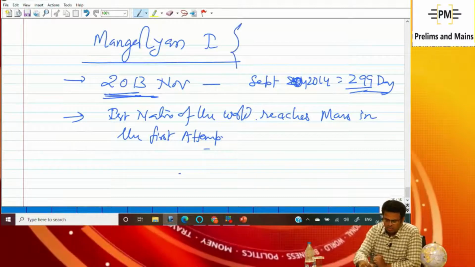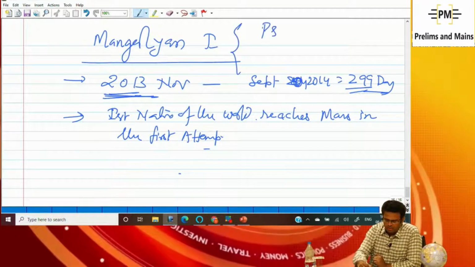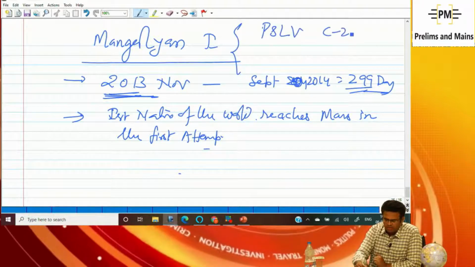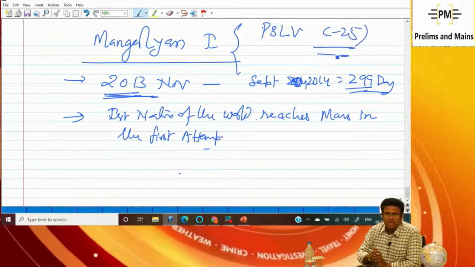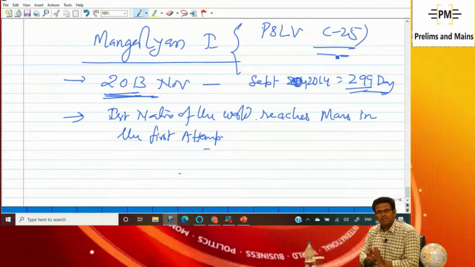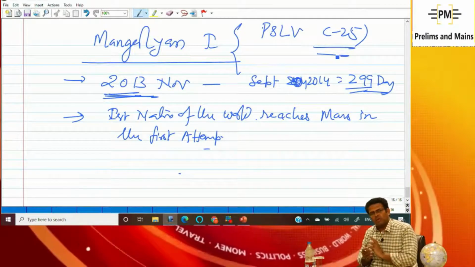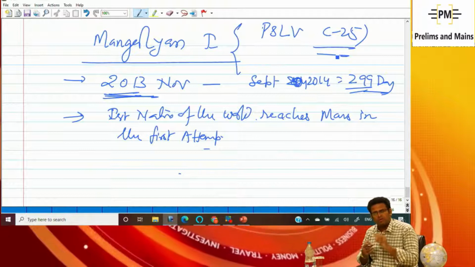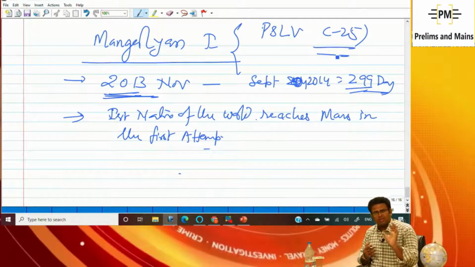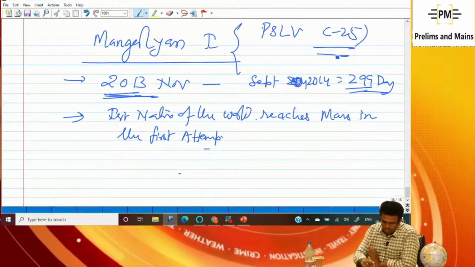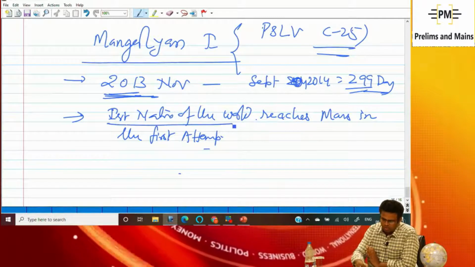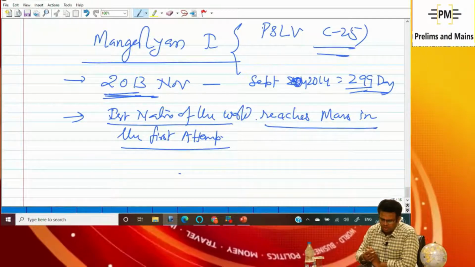It was sent by PSLV C11. You know that the largest ones we send, our PSLV's biggest variant, the XL, whether you take Chandrayaan 1 or Mangalyaan, has to be used, because PSLV XL is the largest. So the first nation of the world reaches Mars in the first attempt.